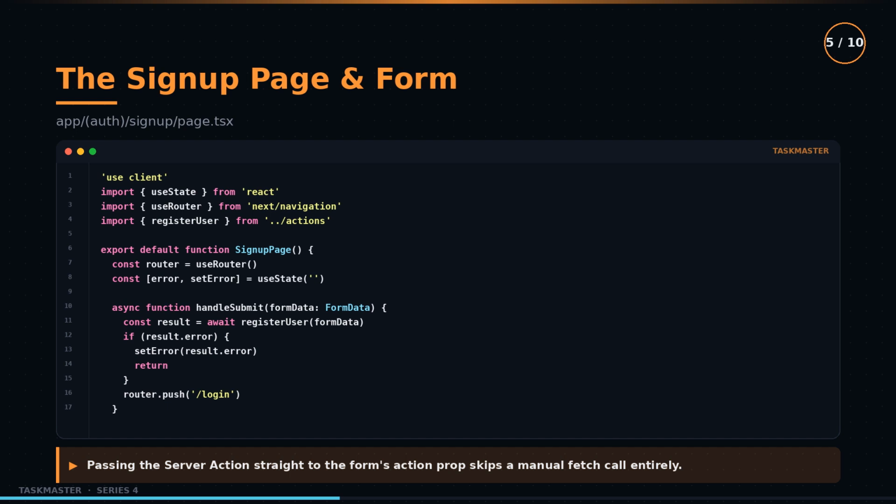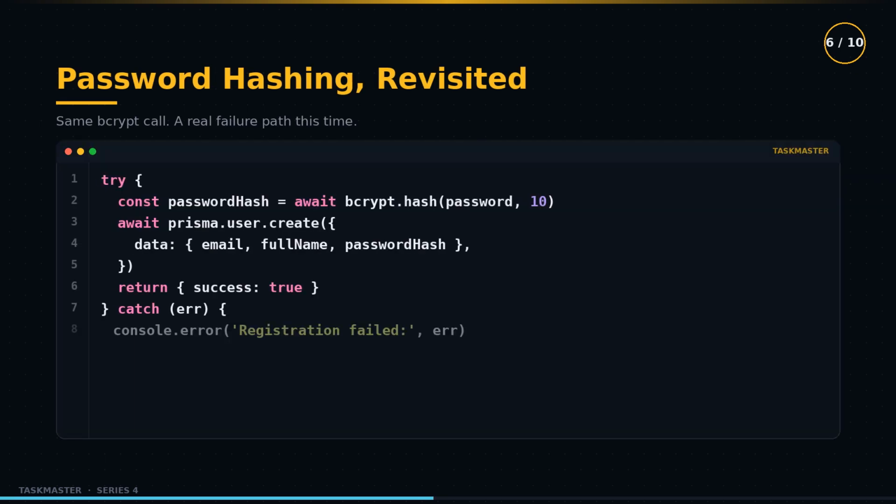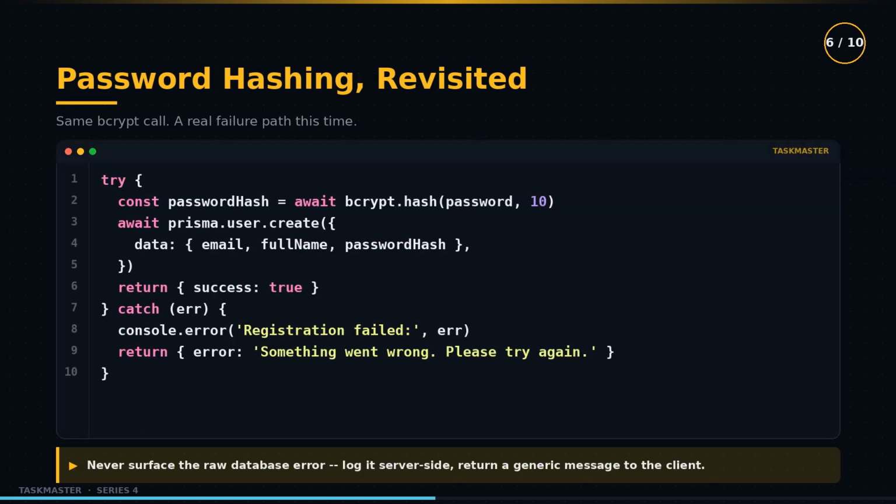Password hashing, revisited. bcrypt.hash and the salt round count of 10 haven't changed since video 7. That choice was already correct. What's new here is the failure mode. What happens when hashing or the database write fails partway through, and what a user sees when it does.